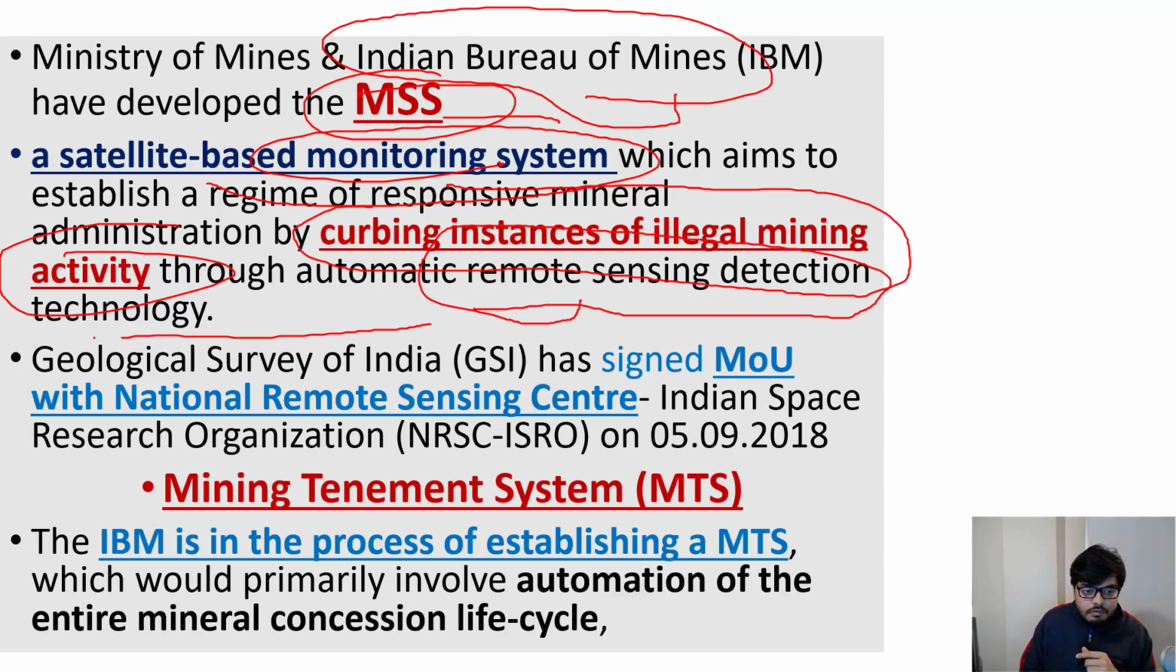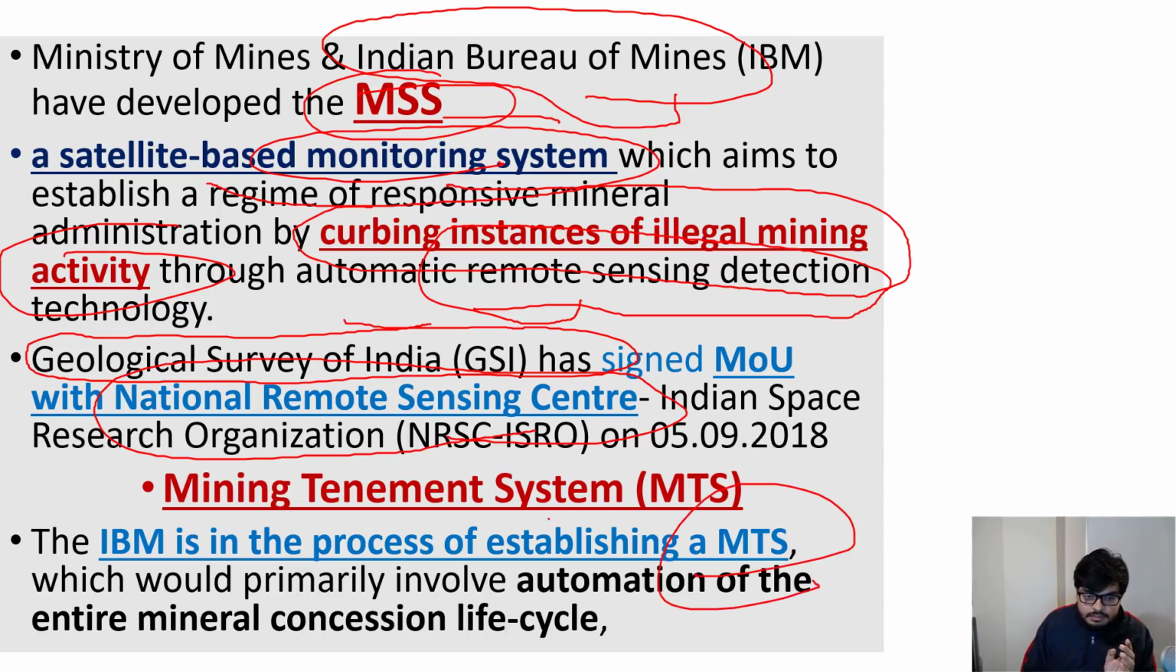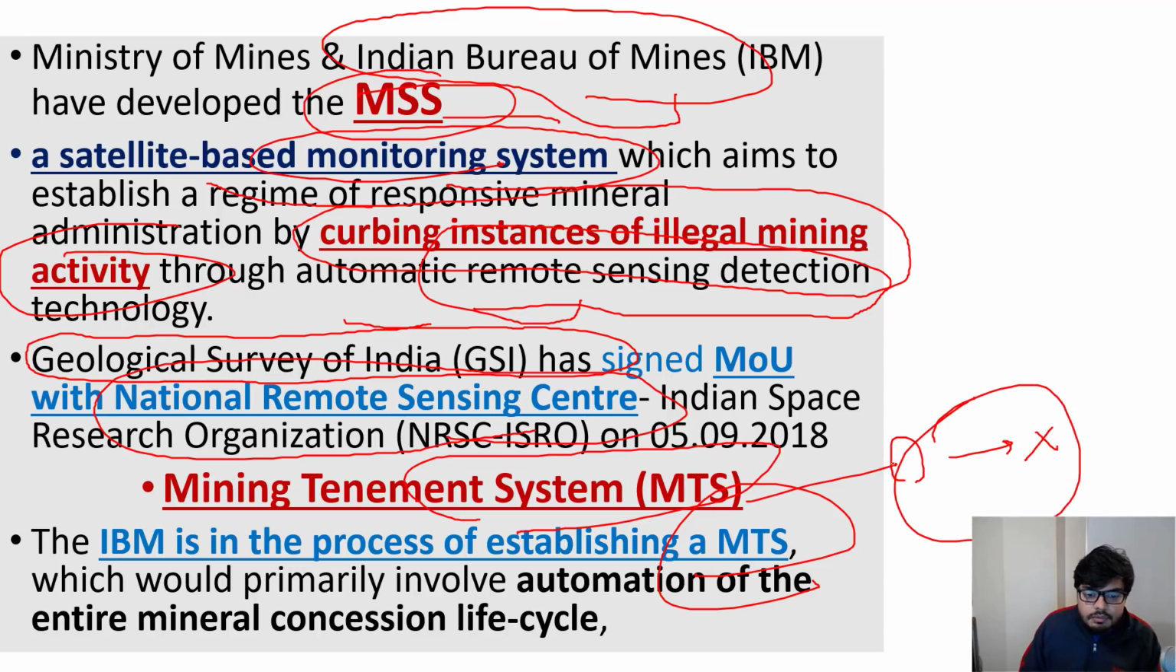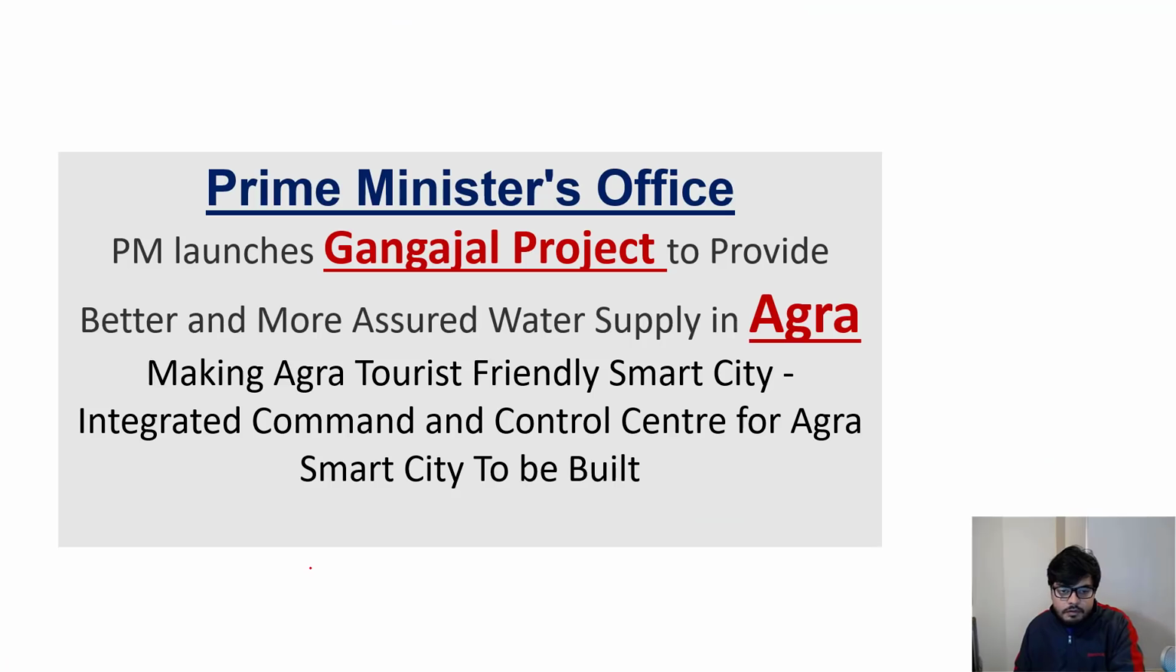Geological Survey of India, the main survey regarding these mines and their minerals, working under the Ministry of Minerals and Mines, has signed an MOU with the National Remote Sensing Center. So GSI has signed an MOU with NRSC, and now IBM is in the process of establishing an MTS. What is MTS? Mining Tenement System. What is it going to do? It is going to automate the whole process from when the exploration starts in any mine until the time it is closed. So the whole process would be automated with this MTS system. It's a kind of total software system where the total technology would be working for the whole digitalization and automation of the processes, because these are very hectic processes.